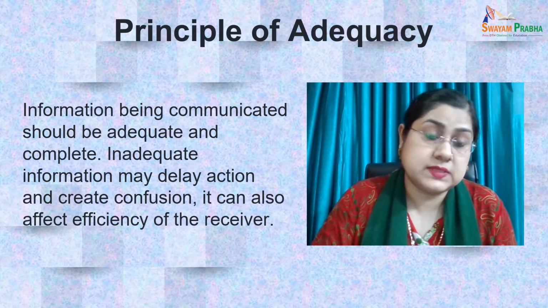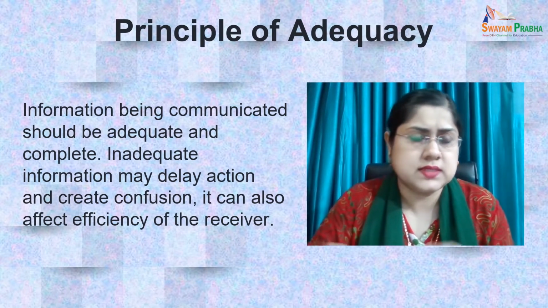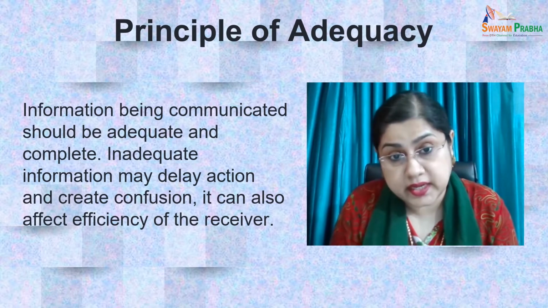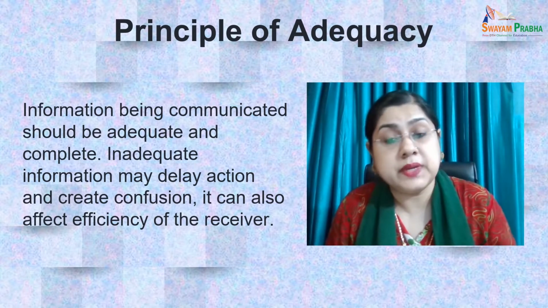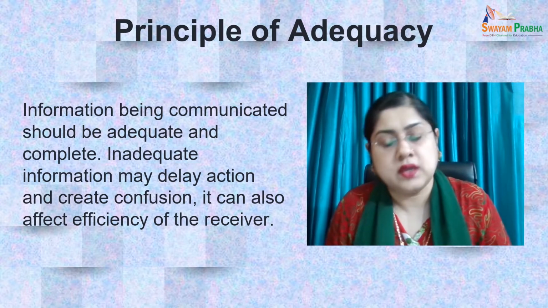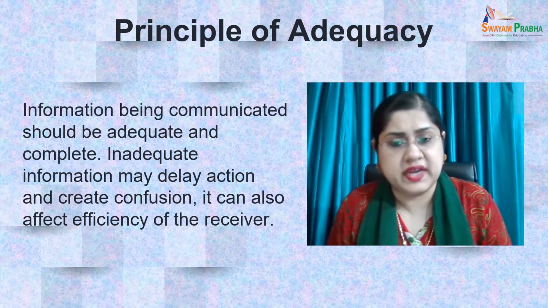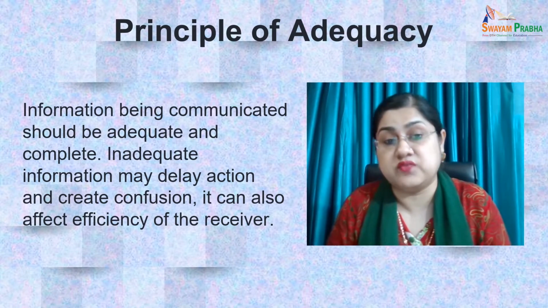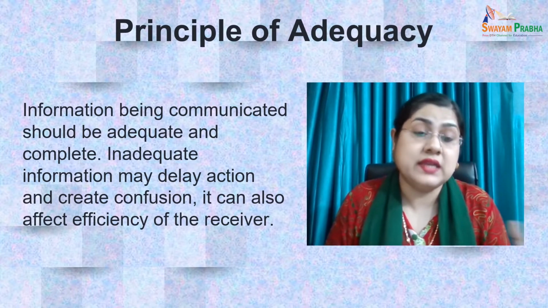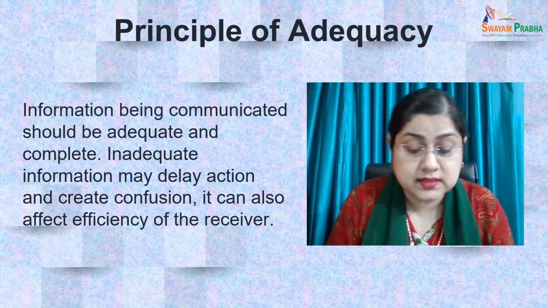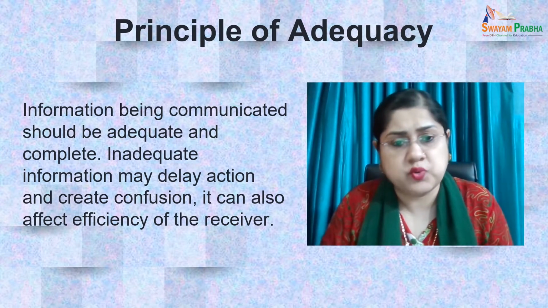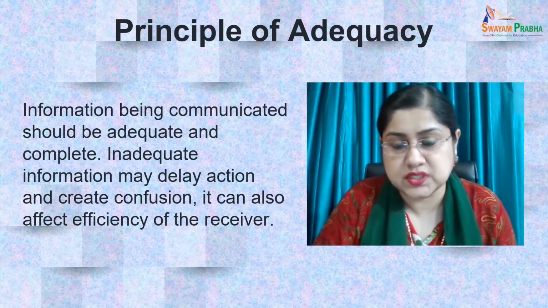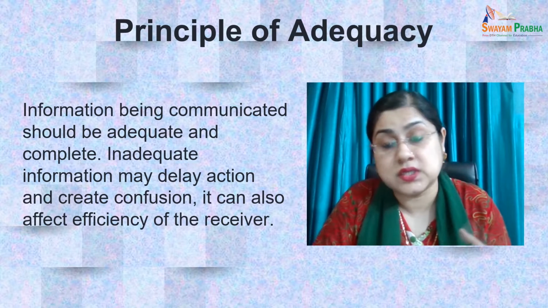The next principle is the principle of adequacy. It is a little bit similar to the earlier one. It says that the information communicated should be adequate and complete in all respects. We should never provide incomplete or inadequate information, because inadequate information may delay the action and it can also create confusion, and this confusion can be the starting point of bigger confusions and bigger mistakes. So inadequate information also affects the efficiency of the receiver.